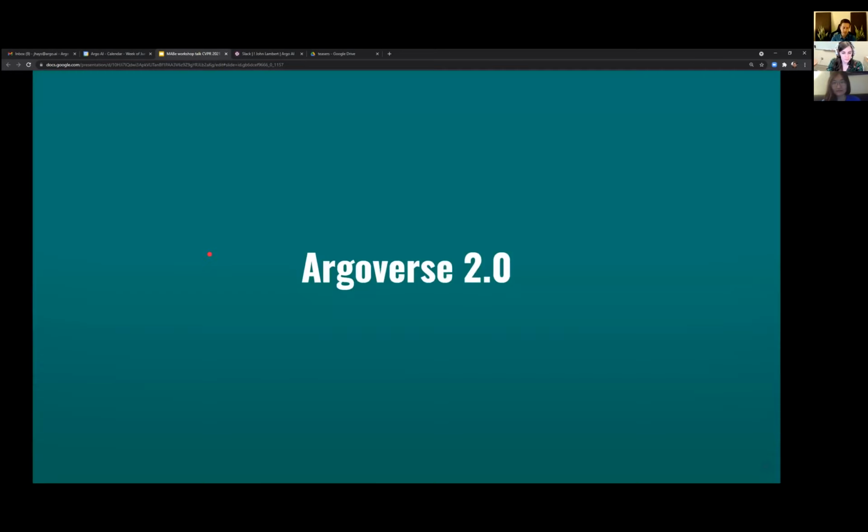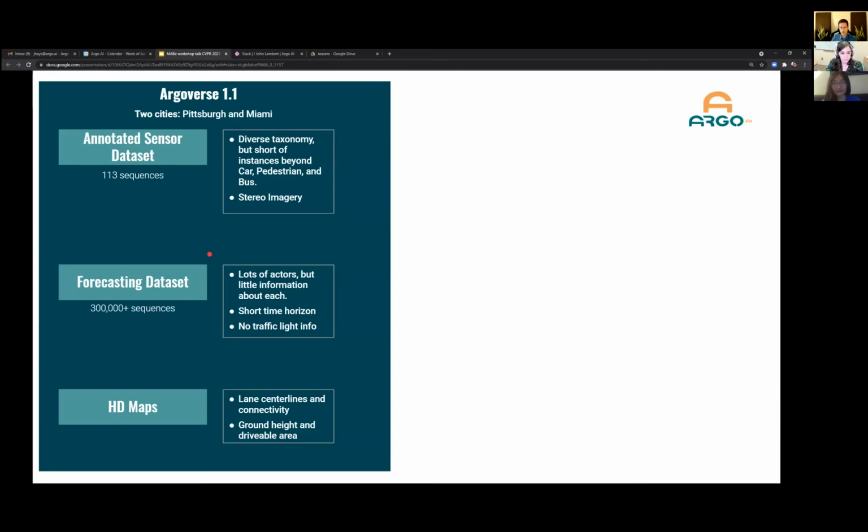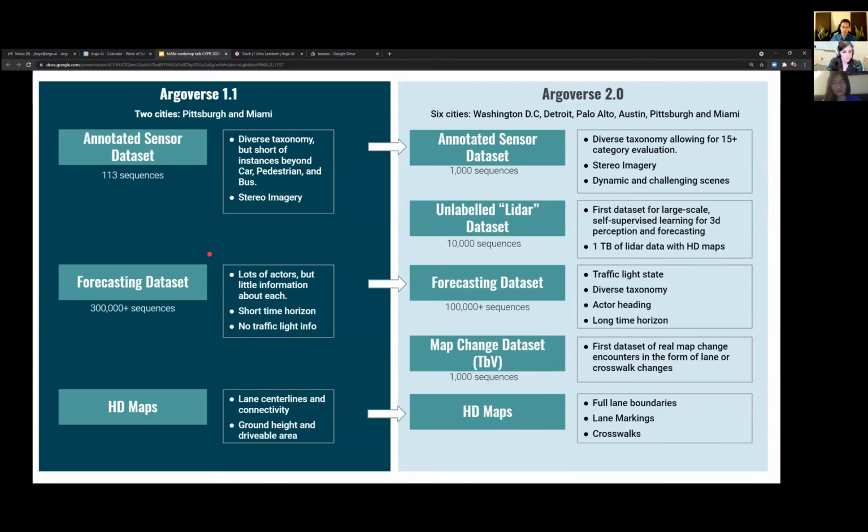And then the last thing I'll advertise, and this is actually the first time we're teasing this publicly, is that we released the first Argoverse 2 years ago at CVPR 2019, and we are going to be releasing a follow-up data set, which improves on Argoverse 1.1, shown here, in a lot of ways, but for this, I'll just focus on how it improves the forecasting data set.